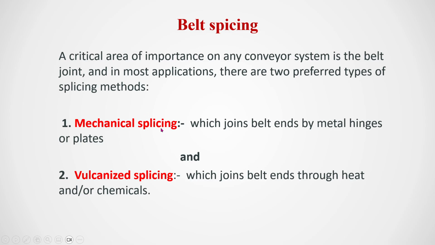One is mechanical splicing. For the joint of belt ends, we use metal hinges or plates to join the two belts. The other is vulcanizing, which is done by heat or using chemicals. The two belts are joined with heat and chemicals. So one is called mechanical splicing, another is called vulcanized splicing.